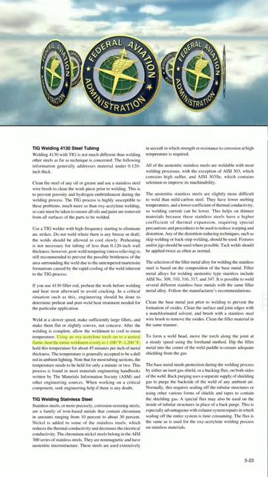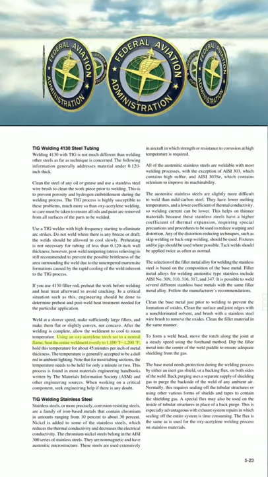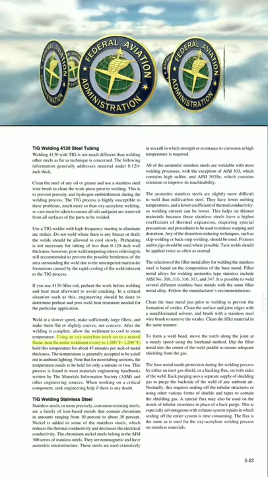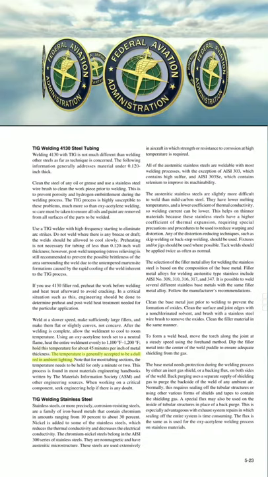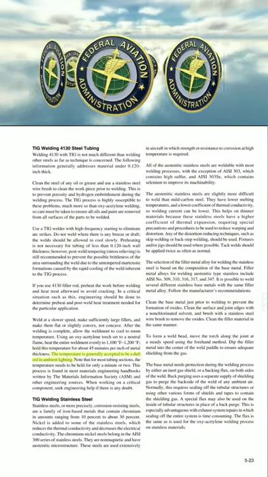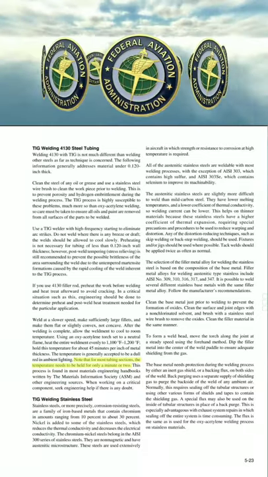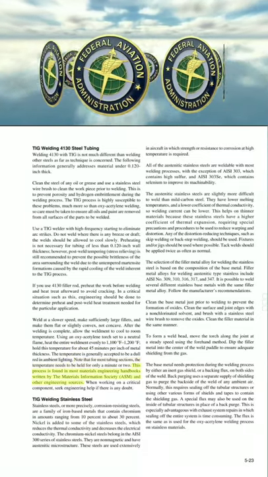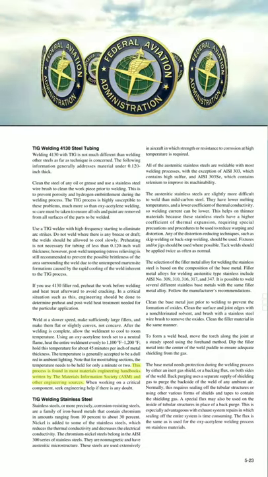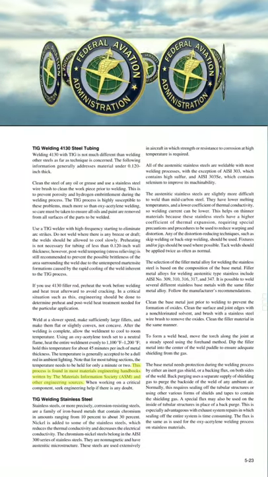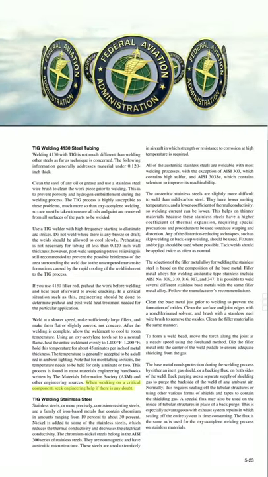Using an oxyacetylene torch set to a neutral flame, heat the entire weldment evenly to 1100 degrees F, 1200 degrees F. Hold this temperature for about 45 minutes per inch of metal thickness. The temperature is generally accepted to be a dull red in ambient lighting. Note that for most tubing sections, the temperature needs to be held for only a minute or two. This process is found in most materials engineering handbooks written by the Materials Information Society, ASM, and other engineering sources. When working on a critical component, seek engineering help if there is any doubt.